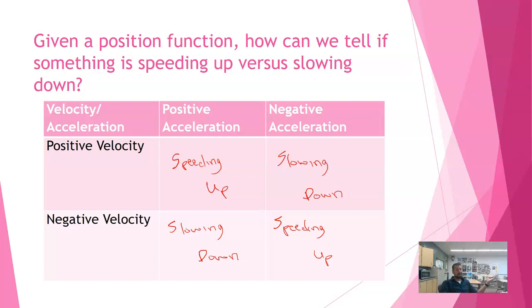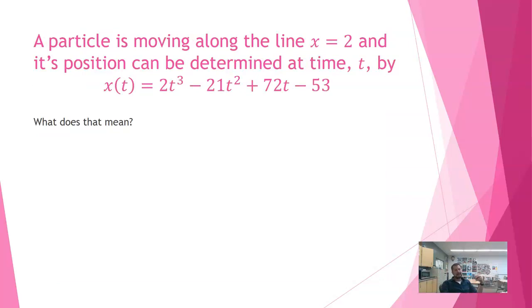So in these problems, you have to watch out to make sure that when you're asked these, to not just automatically make assumptions about one or the other. You have to compare both the velocity and the acceleration. So let's look at an example to tie all of this together right now.